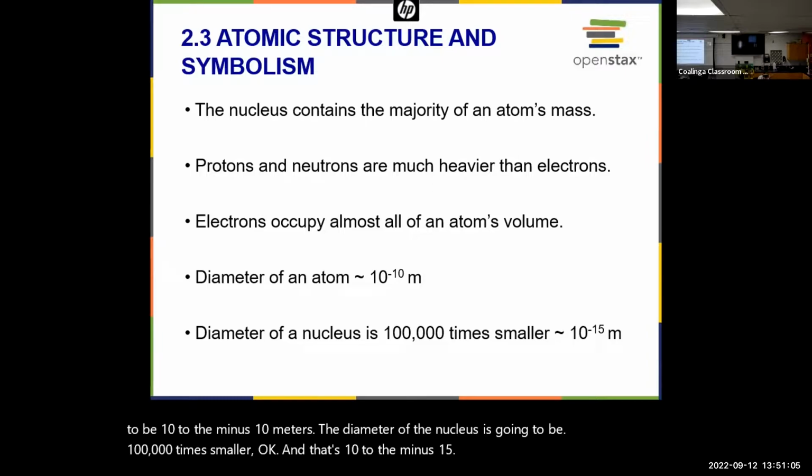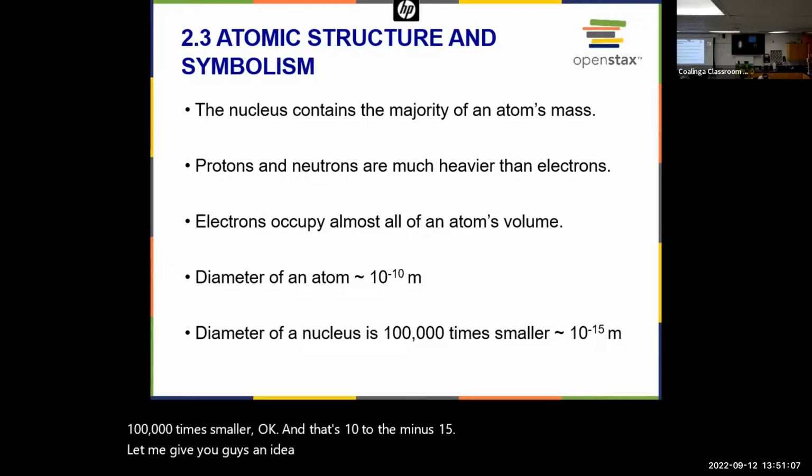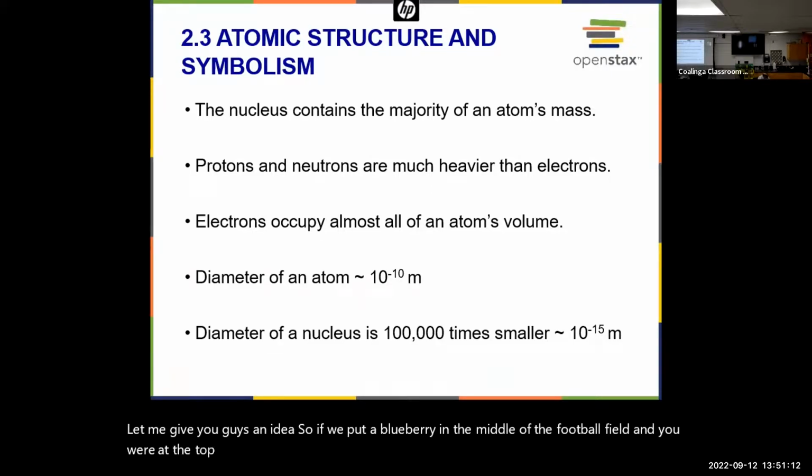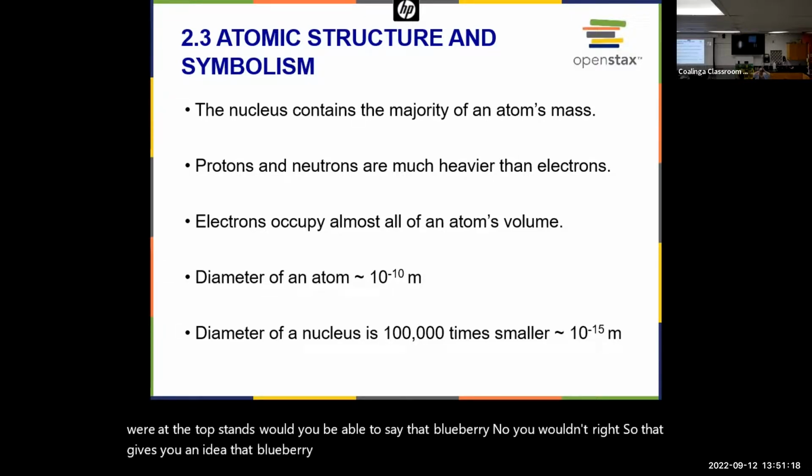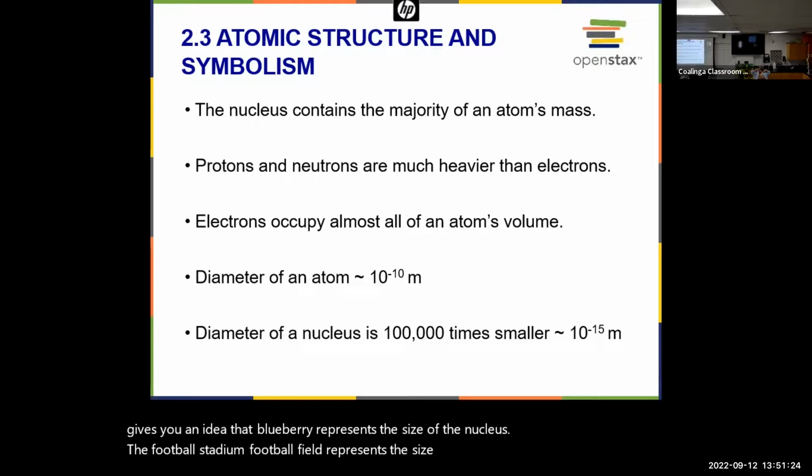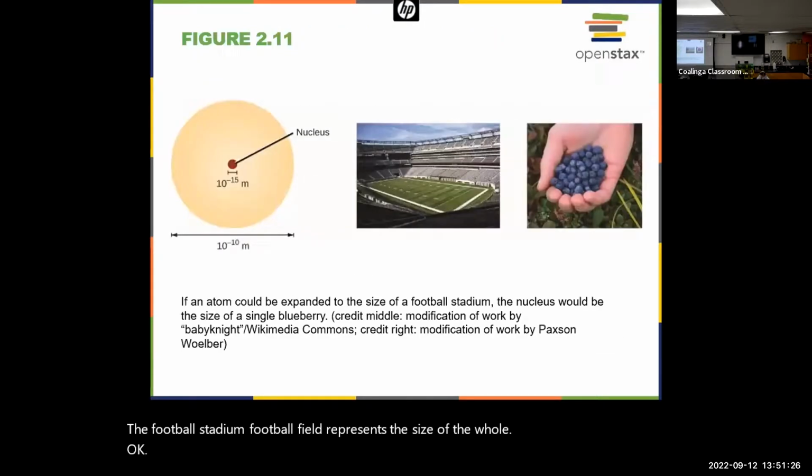Let me give you an idea. If we put a blueberry in the middle of a football field, and you were at the top of the stands, would you be able to see that blueberry? No, you wouldn't. That blueberry represents the size of the nucleus. The football field represents the size of the whole atom. So in other words, that electron cloud is pretty wide compared to what we see.